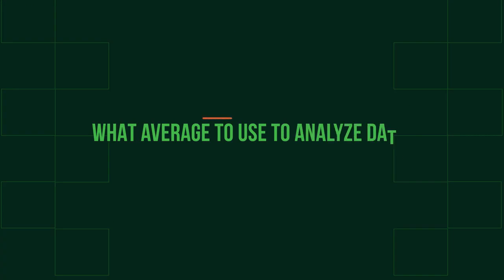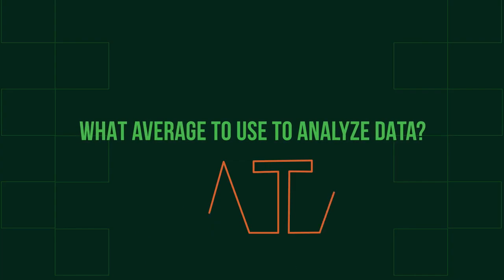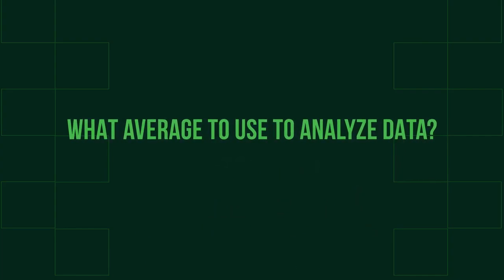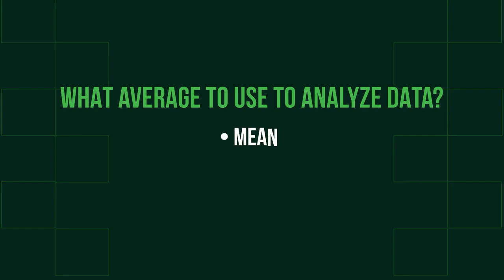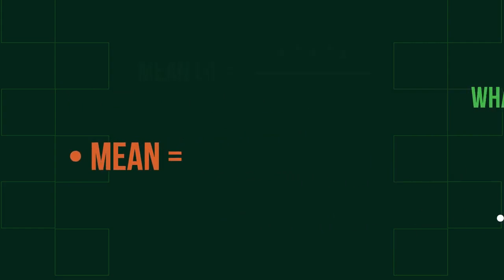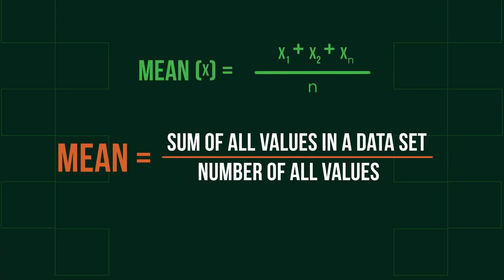Sometimes we need to choose what average to use to analyze data in order to get the most believable result. There are a lot of averages, and you can always construct your own for your problem. But here are all three most common ones: mean, median, and mode. Mean is just a sum of all values in a data set divided by their number.